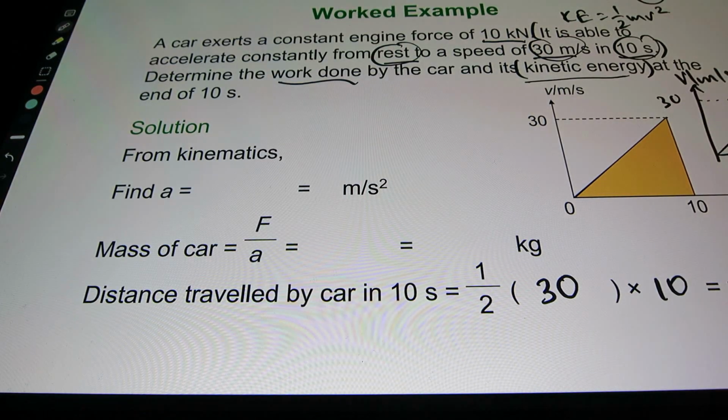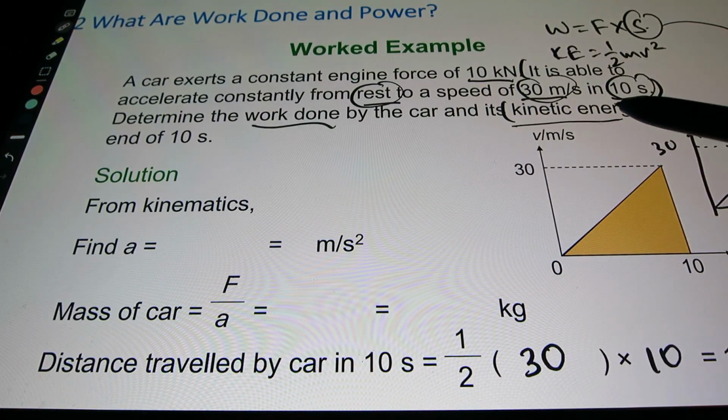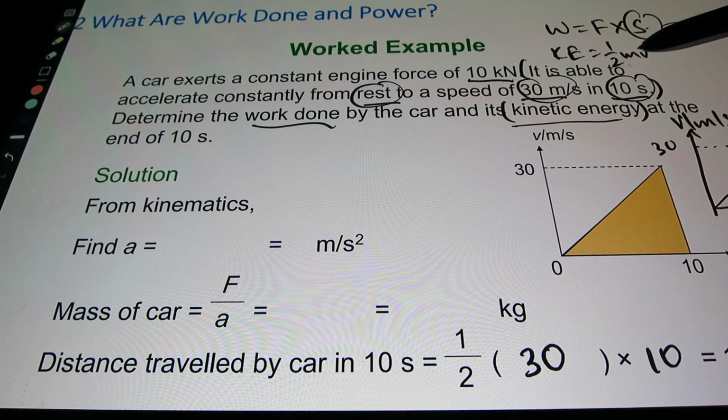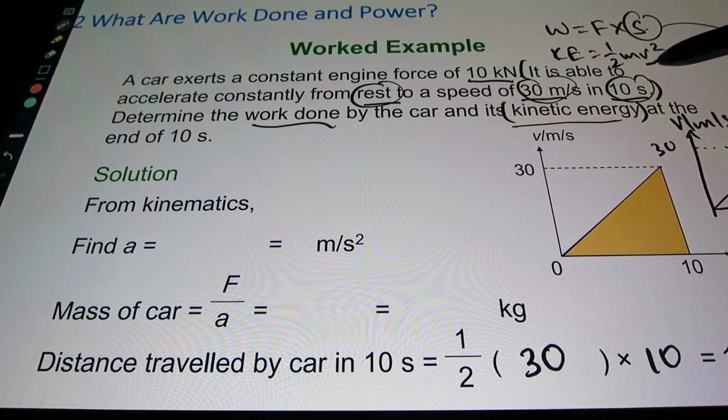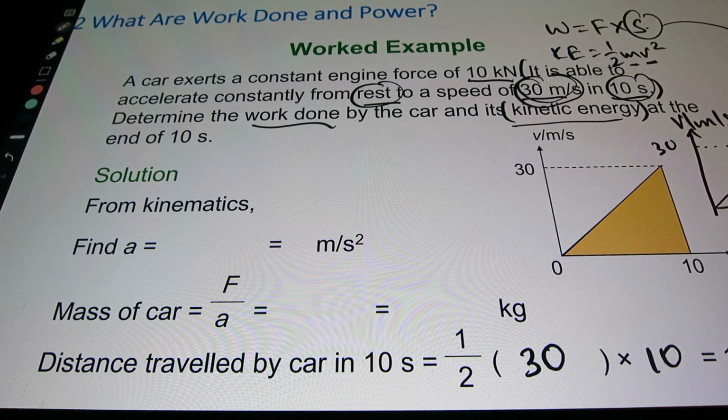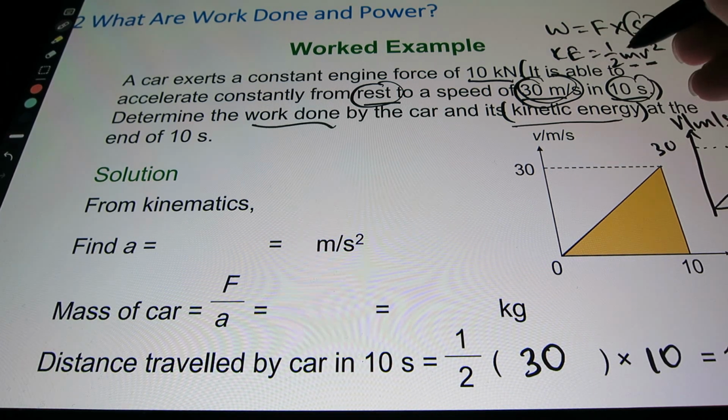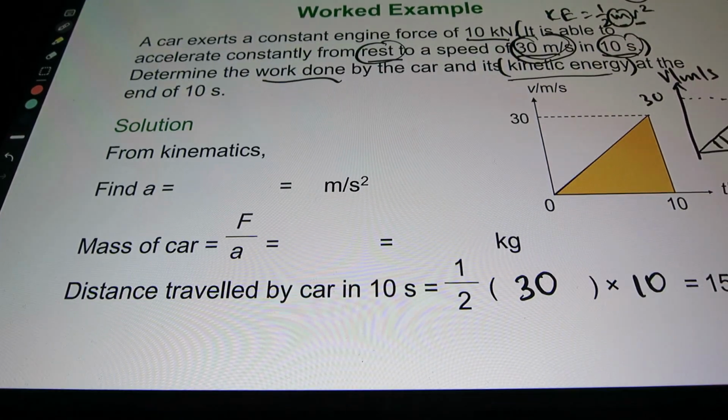Now the next portion of the question asks you to find its kinetic energy. So remember, for kinetic energy I need to know the velocity and the mass. I already know the velocity because I know the final speed is 30 meters per second. So I only need to find m. So how would I go about finding m?